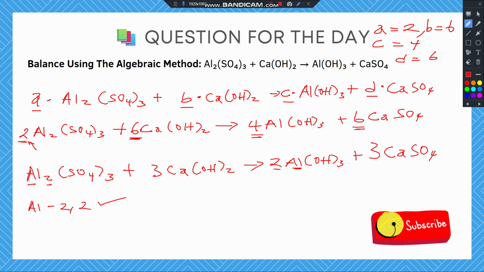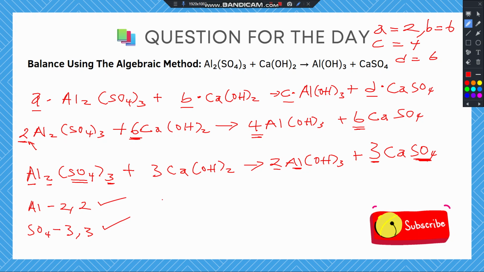The next element, or polyatomic ion should I say, that we have is SO4. On the left hand side, SO4 has a subscript of 3. You can see it over here, right? And then we have SO4 over here as well. It has a coefficient of 3, which means it appears 3 times. So on both sides, SO4 is balanced.